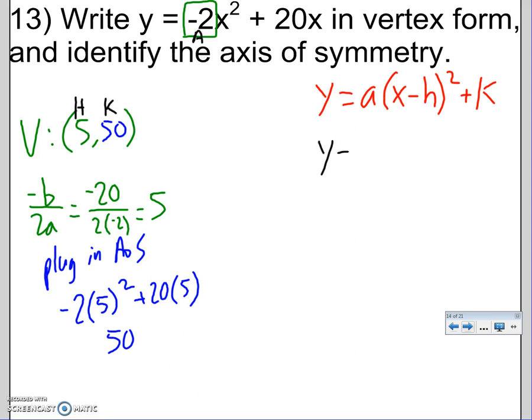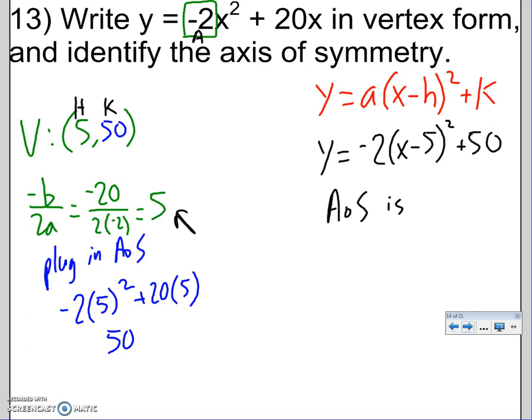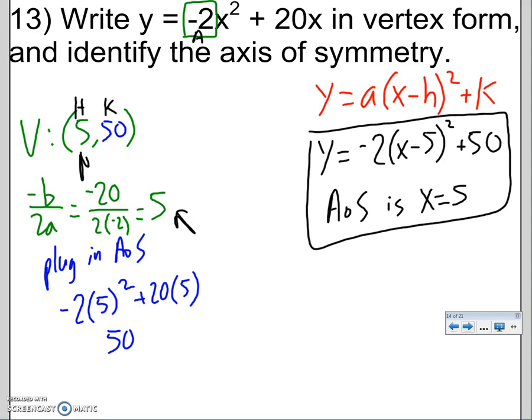So y is normal. A is, we just found, oh, we have it. It's -2. Leave x alone, opposite of h. So make that a -5 squared plus k is plus 50. There's my equation. It's just from the axis of symmetry. We found it right here. It's at 5. So AOS is x equals 5. Remember, the axis of symmetry is always the x part of the vertex, right here. The value of the max or minimum is the y part.